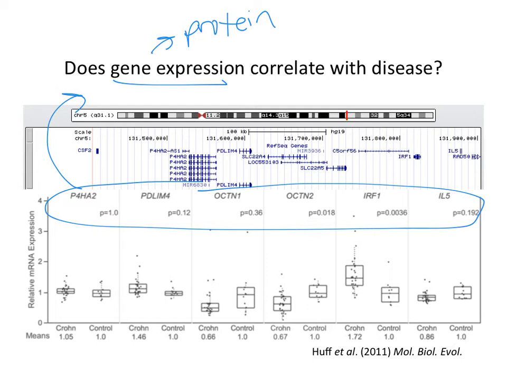And they wanted to know if there's a correlation between if you have Crohn's disease and the amount of gene expression, the amount of protein that's produced from each of these genes. So here on the left, for example, is P4HA2, whatever gene that is. Is there a difference when you look at these two graphs right here?